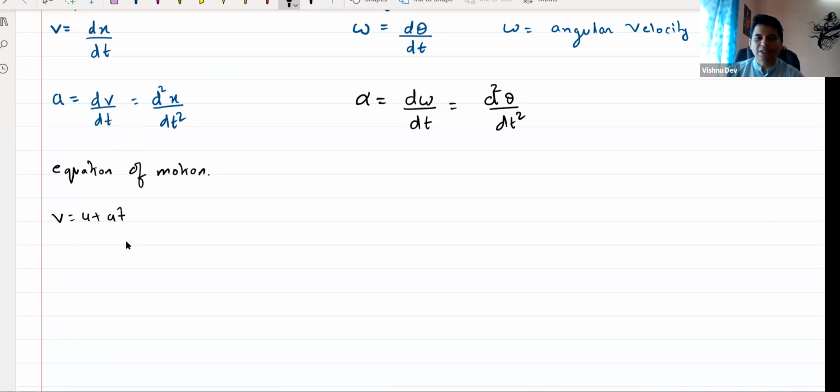है ना? What was v? Final velocity. U initial velocity, right? A acceleration, t time. Now use your common sense. Can I write the same equation of motion, similar equation of motion, in rotational motion? Common sense. Yes. If yes, then what would be that equation?